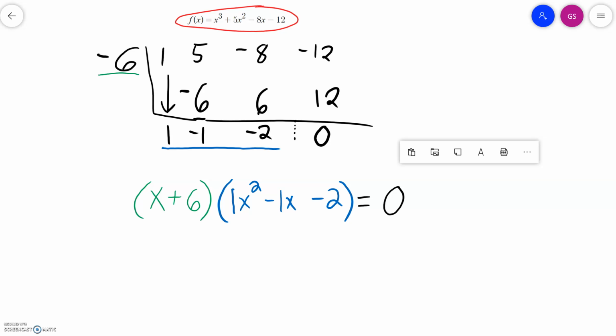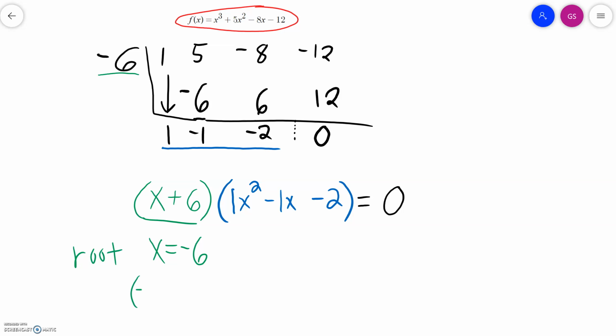Okay, so I know one of the x-intercepts. I know one of the roots. If I look over here, I know that if x is -6, that will give me 0. So I know that's one root. If I want to write it as an x-intercept, that's the coordinate (-6, 0). That's the x-intercept.